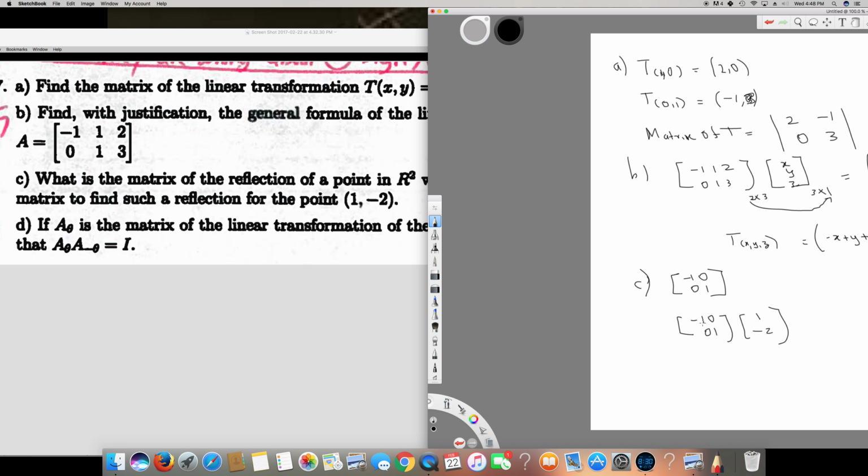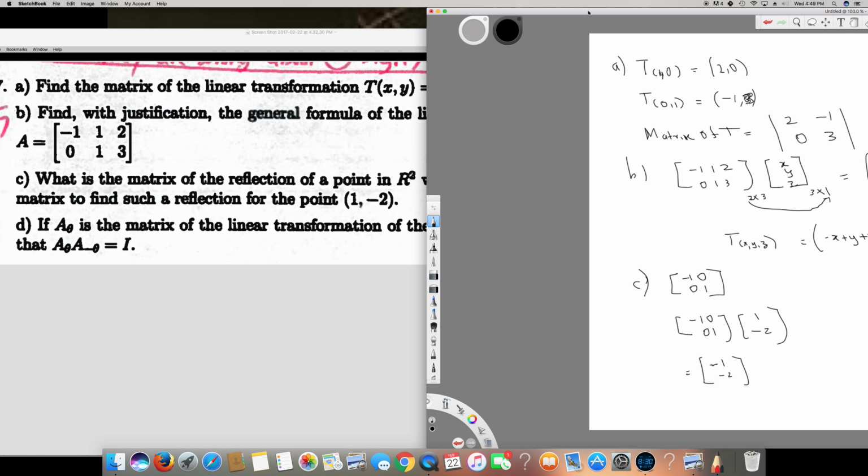And if I multiply first row first column, minus 1, 0 times 1, minus 2, it's going to be minus 1. And second row first column, it's going to be 0 times 1 and minus 1 times minus 2, which is 2. So this is my final answer for the second question.